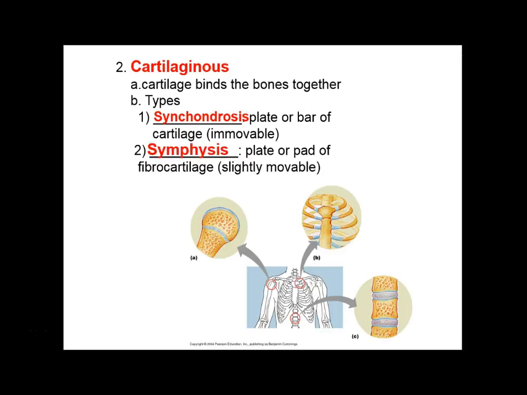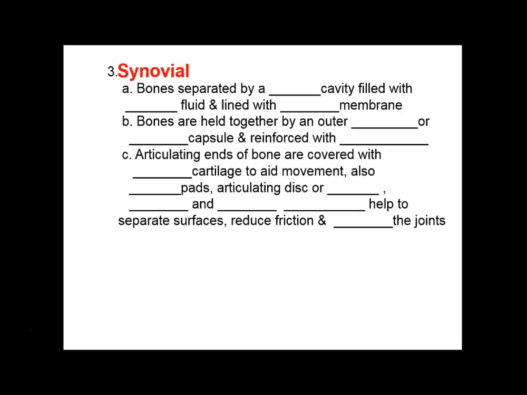Another example of a cartilaginous joint is a symphysis. This is a plate or a pad of fibrocartilage that's slightly movable. Our vertebral disc, our symphysis where our two pubic bones come together. That would be a symphysis. There's slight movement there. Where our ribs attach to our sternum, it's slightly movable. Cartilaginous joint. And then the last category based on structure is a synovial joint.